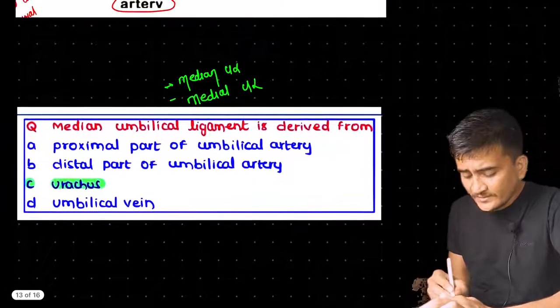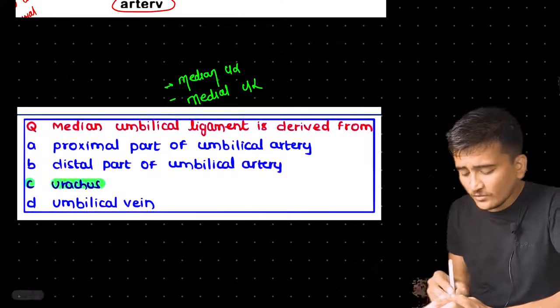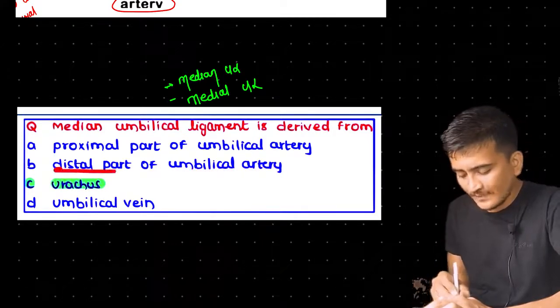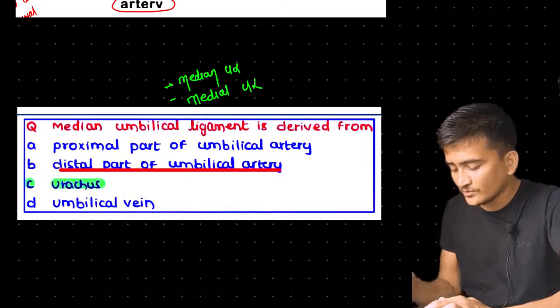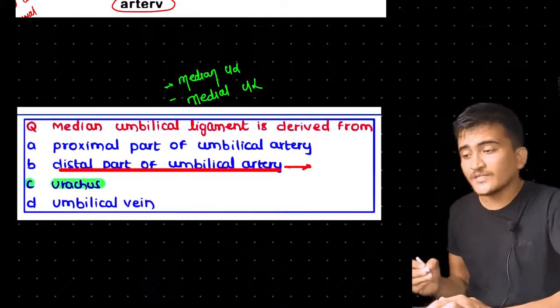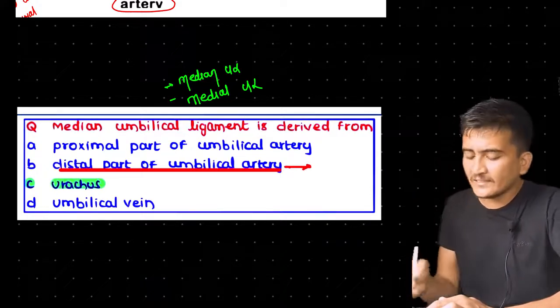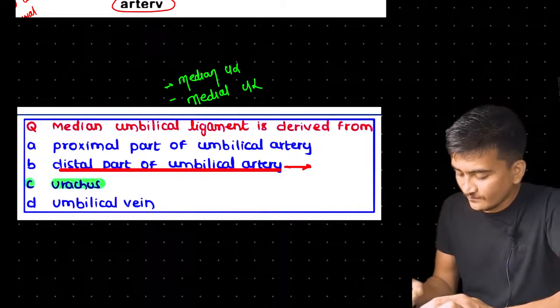Now the distal part of the umbilical artery, what was it developing into? It was developing into the medial umbilical ligament. We discussed it.